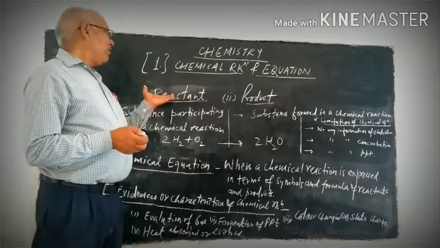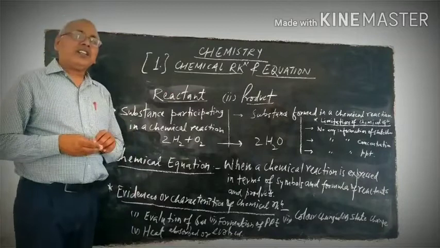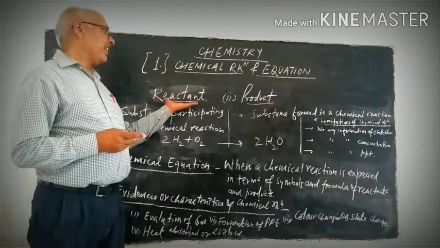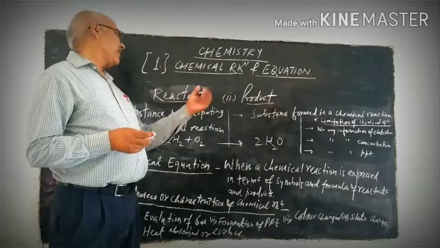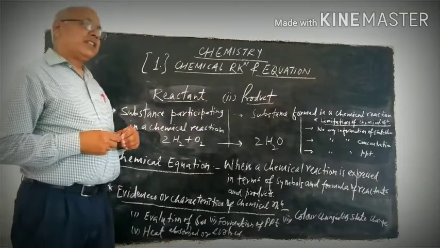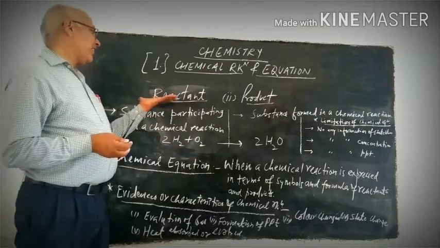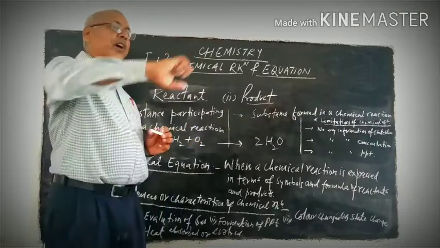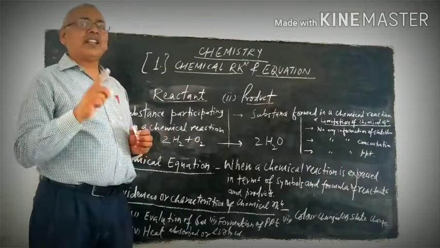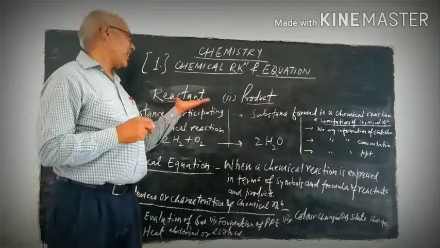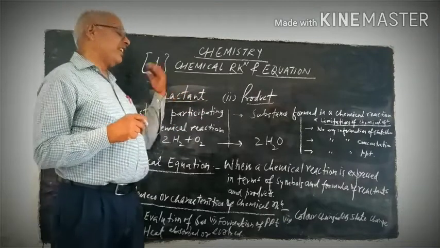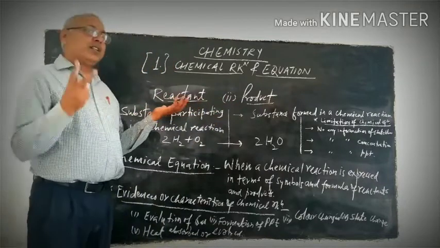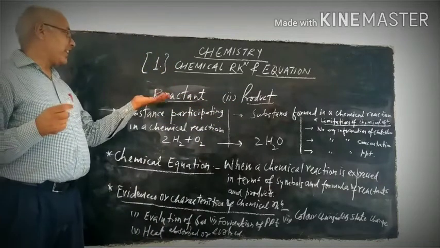Now again, we are going on with the chemical reaction. It has two parts: before the reaction, the reacting substances, and after the reaction, the product. Any chemical reaction has two parts, the reactant side and the product side. In between reactant and product, there is one arrow. The arrow indicates that the chemical reaction is going on. Before the arrow is the reactant side, and after the arrow is the product side. So any chemical reaction has two parts, reactant and product.